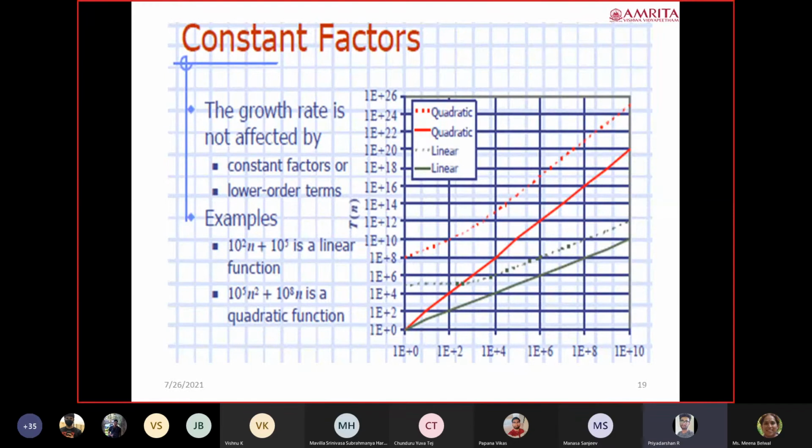Ma'am, the difference is the constant. In the linear case, the constant is the addition of 10 to the power of 5. But when we consider the overall time complexity, we neglect those constants.